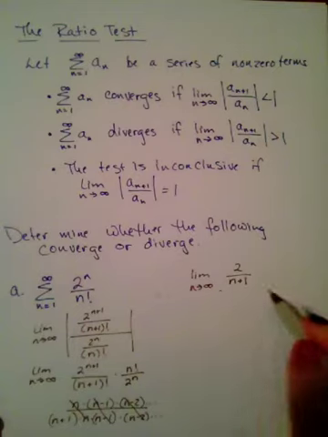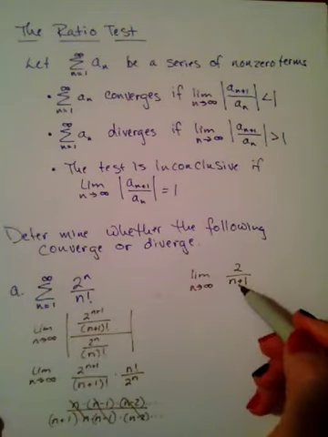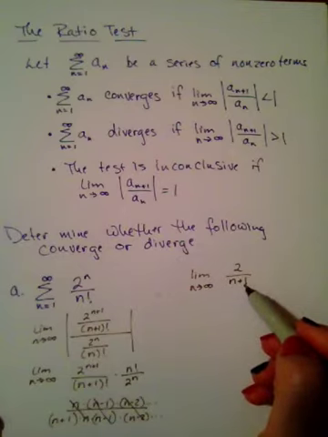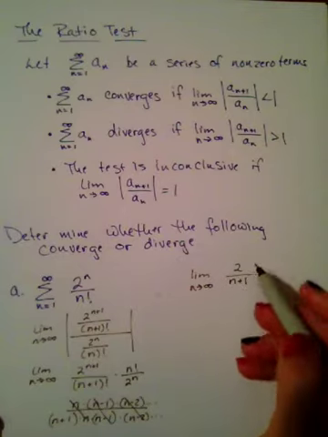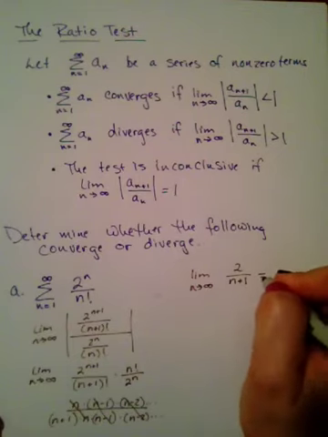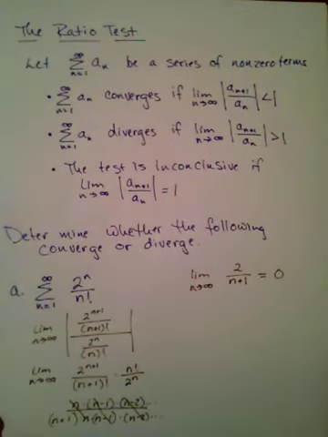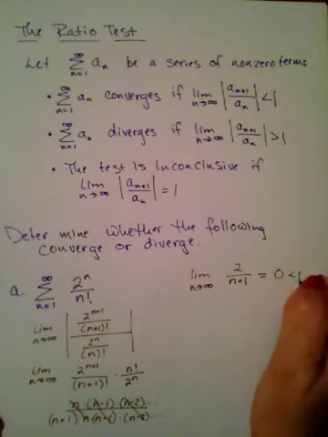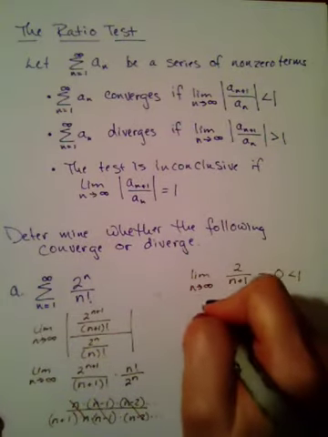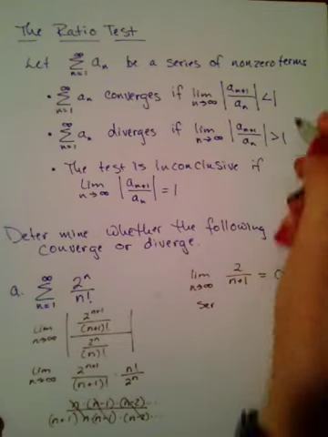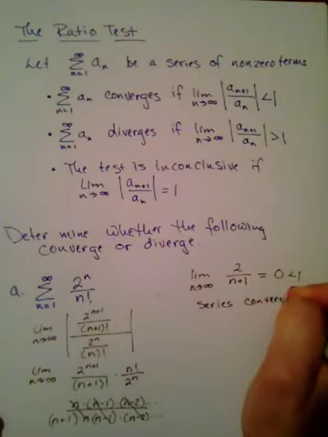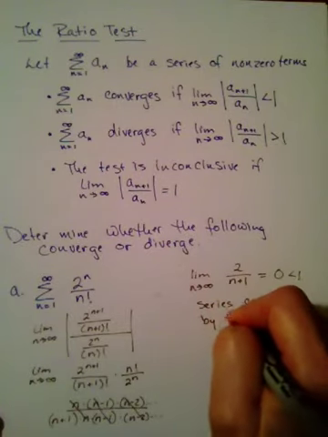Now when I actually take this limit, the limit as n approaches infinity of 2 over n plus 1, I would evaluate at infinity. Infinity plus 1 is just infinity. 2 divided by infinity, or something really, really large, is equal to 0. So what I would say is that this is clearly less than 1. So our series diverges, less than 1, it converges by the ratio test.